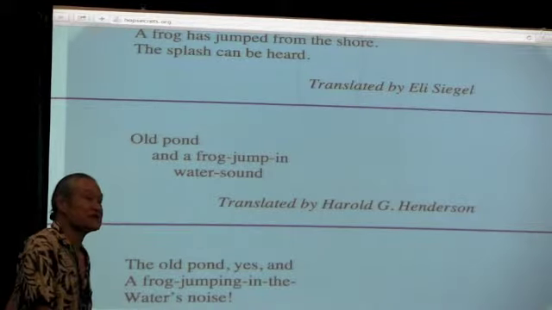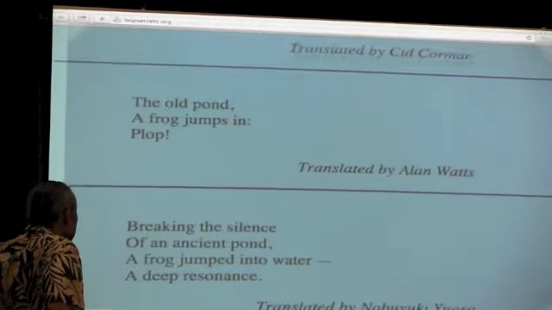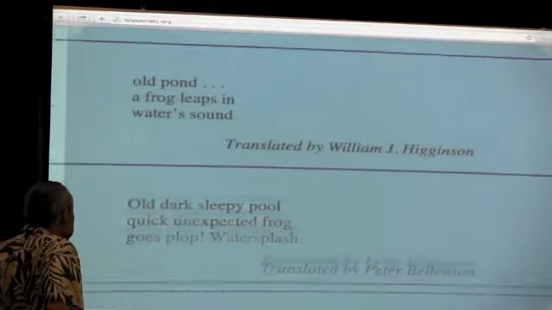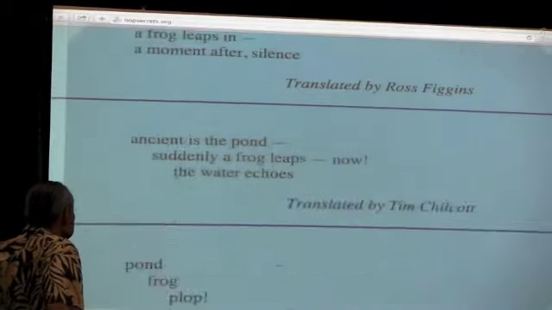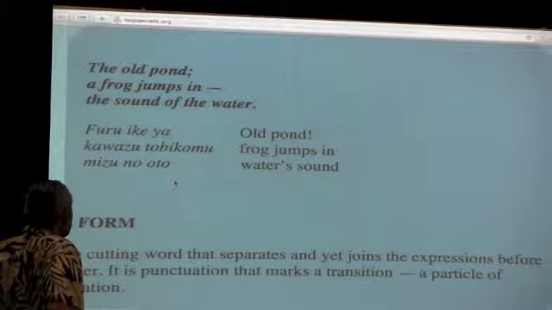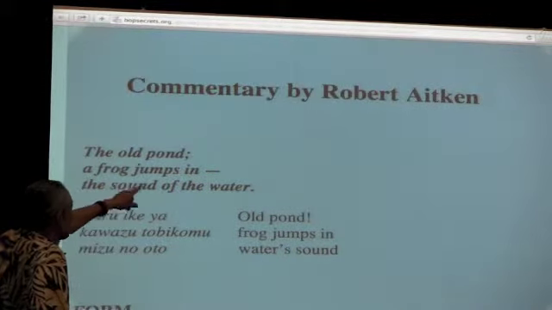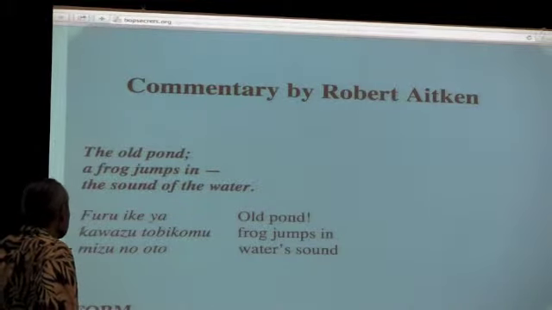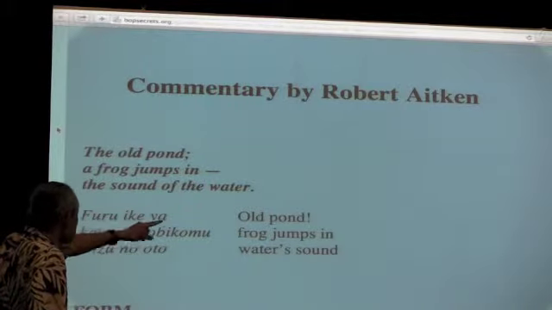Okay, can you scroll down to the commentary? Wait, so how does the haiku rhythm work? Is it just one? Otherwise, it can be micro breath. So it's, wait, how does it work then? Three things. One image, visual, so on, one. Okay, here we go. So this is a commentary, scroll this down, talk about the rules so you can see who it's by. Commentary by Robert Aitken. Okay? Old pond, the frog jumps in, the sound of water. Furuike ya, old pond, kawazu tobikomu, frog jumps in, mizu no oto, water sound.